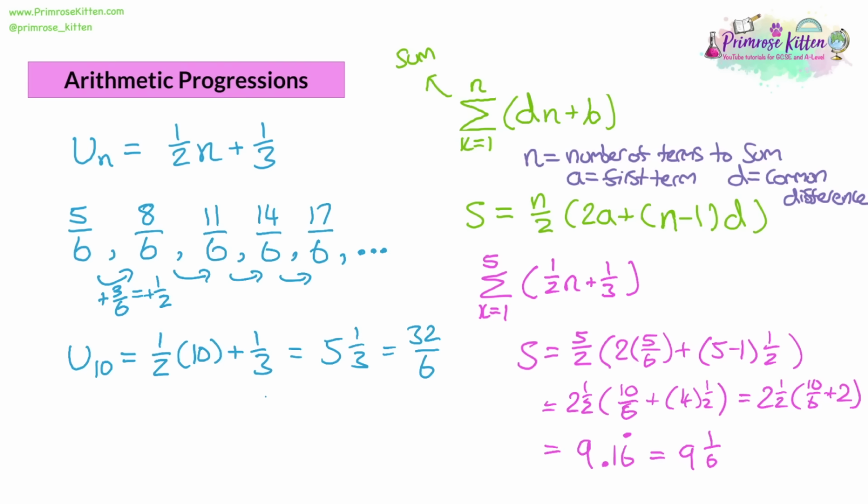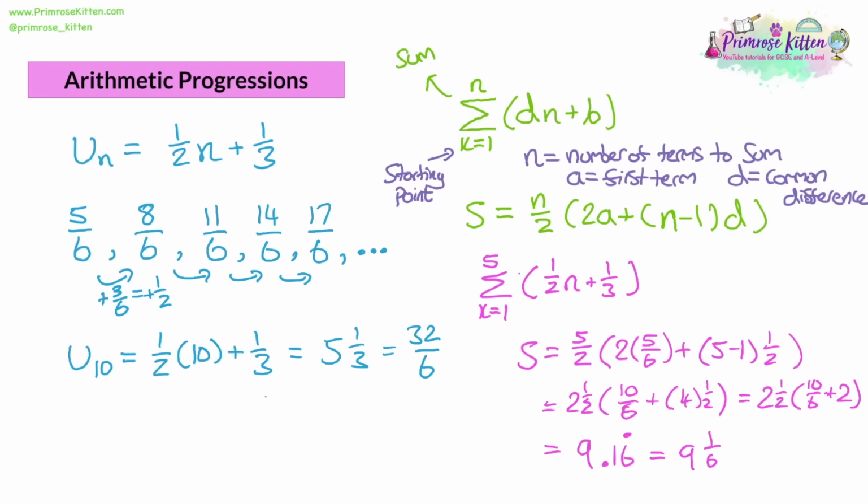So now what I've done here is I've added up the first 5 terms. Now we have to have these written out, so let's see if this actually works. So 5/6 plus 8/6 plus 11/6 plus 14/6 plus 17/6 should give us 9.16 recurring, and on my calculator it does. So we can see that the formula should work. One last detail is that for this formula we have k equals 1.